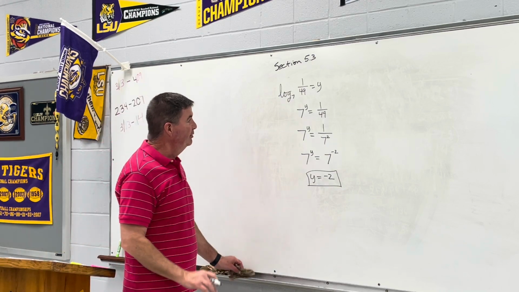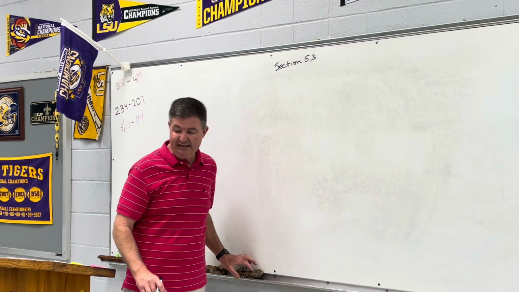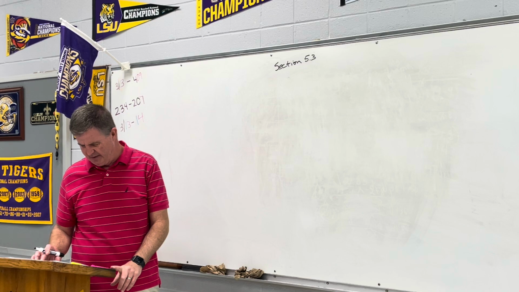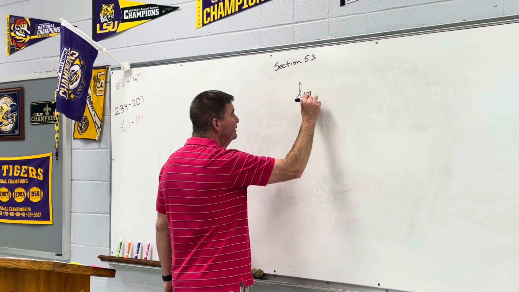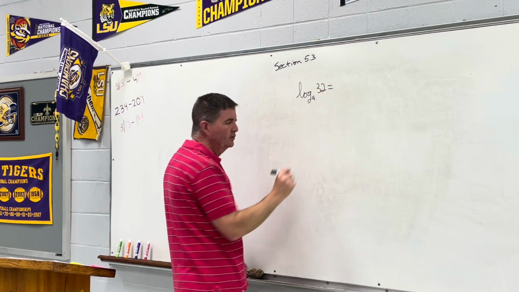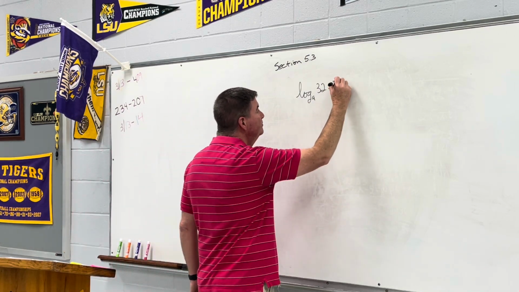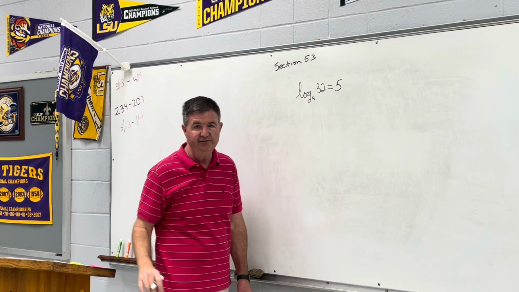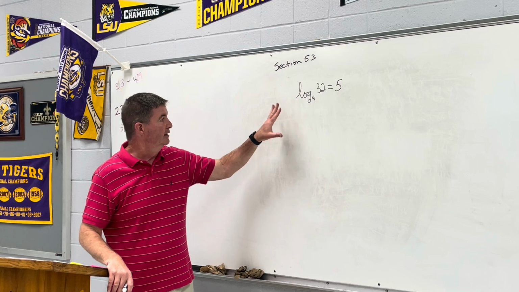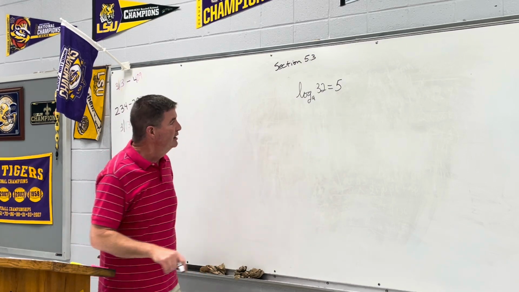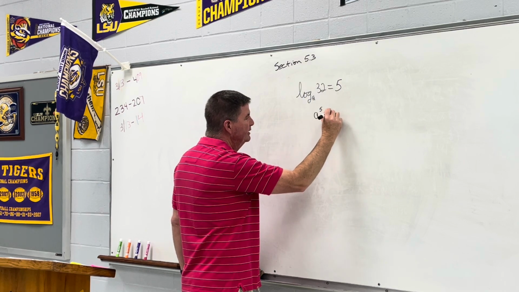In the next example, we're going to do the same principles, but we're going to have variables in different spots. Suppose I have log base A of 32 equals 5. At this point, it doesn't look like something where I can write the same bases. But if I change it to an exponent, I get what? A to the 5th power equals 32.